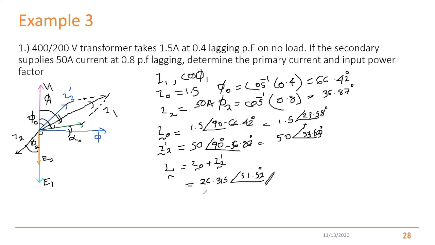Okay, so now this is the 90 minus phi 1. Therefore the cos phi 1 is cos of 90 minus 51.52. Okay, if you obtain this, it will be 0.783.